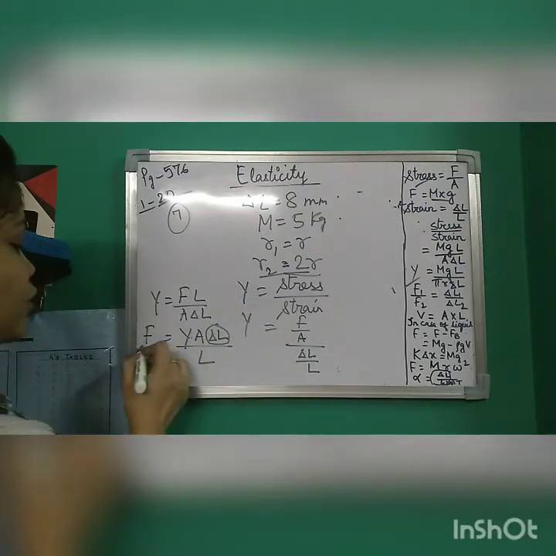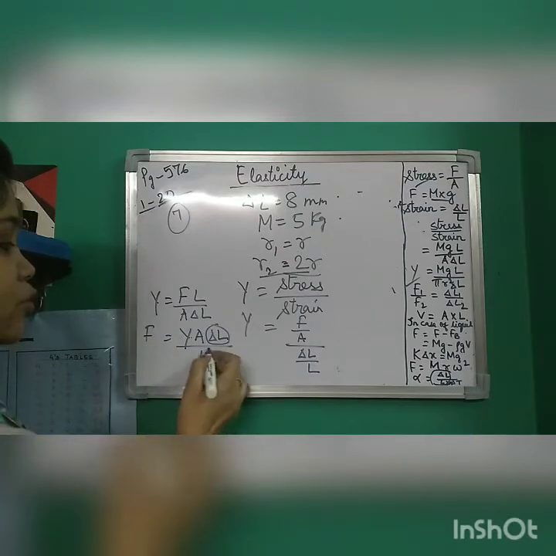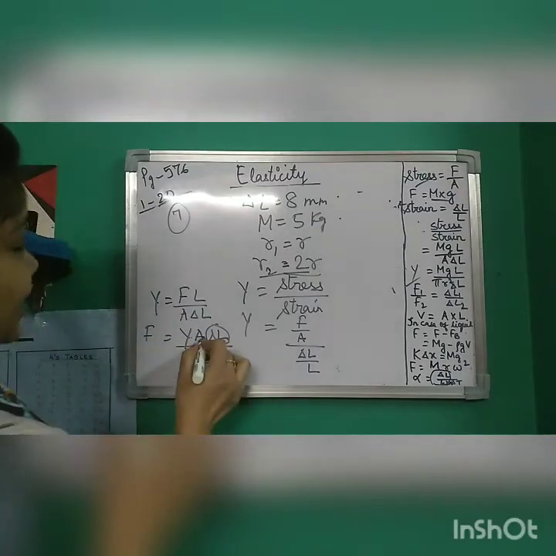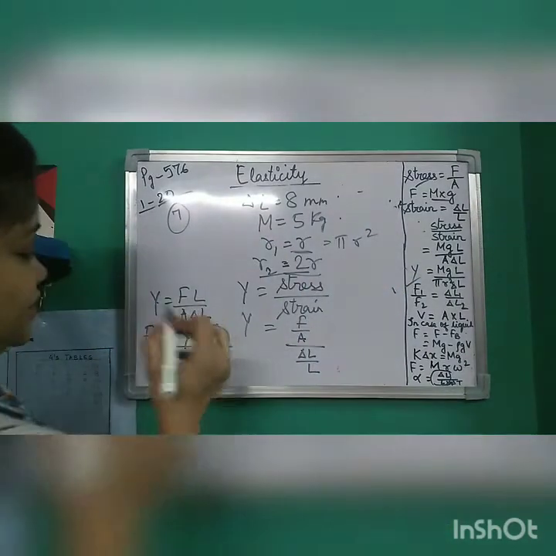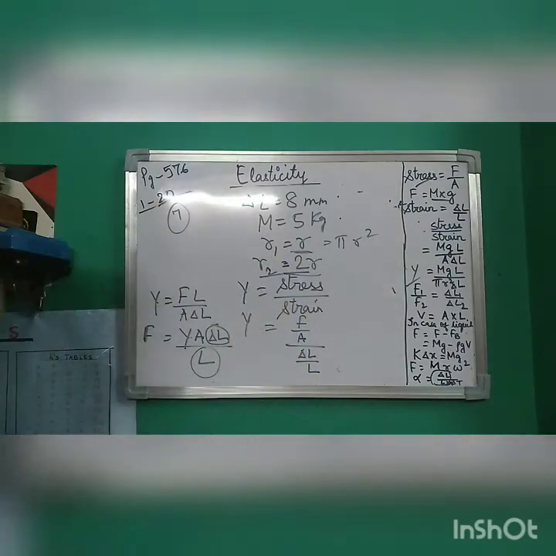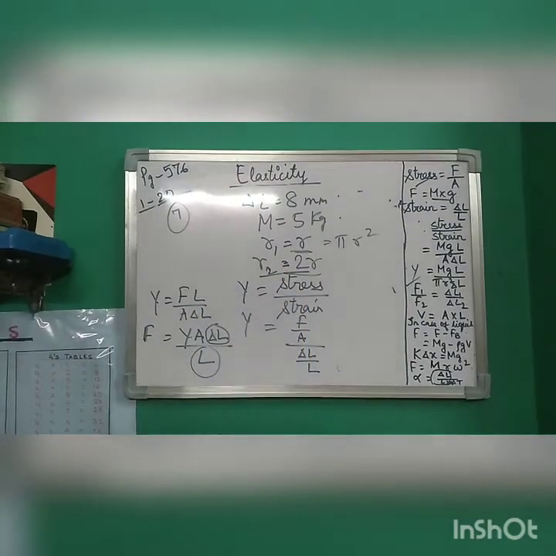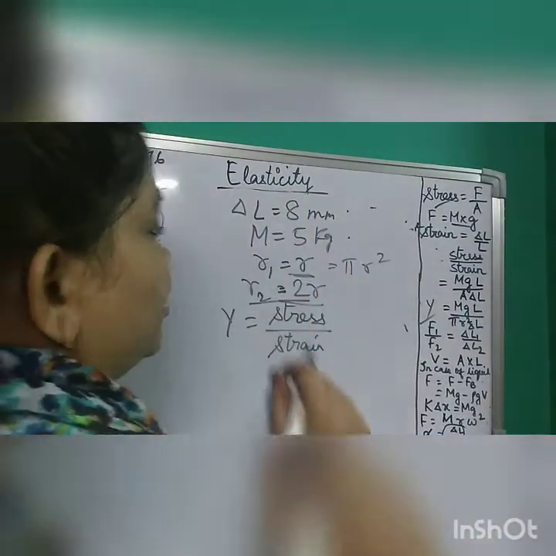Okay, or you can keep Y as it is. Length you don't know, keep it as L only. A is pi r square, so this one will be pi r square. That means here it becomes F. So F is given as... so sum number 7. So these are the quantities given to us.